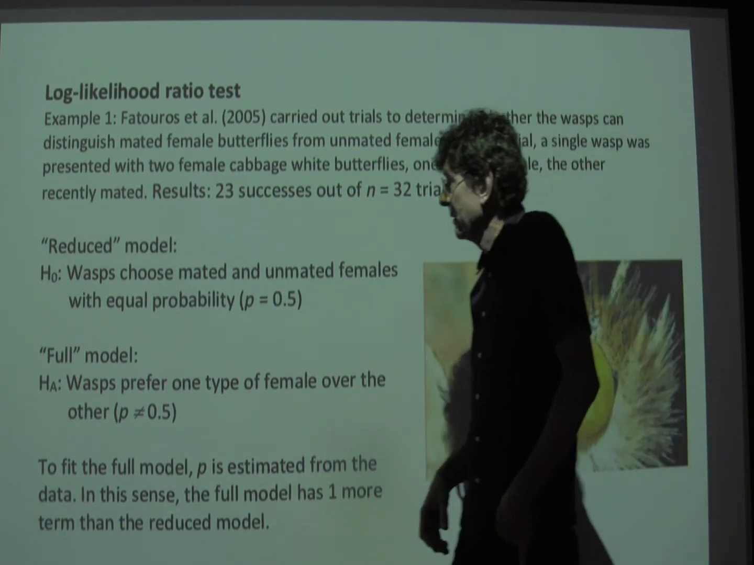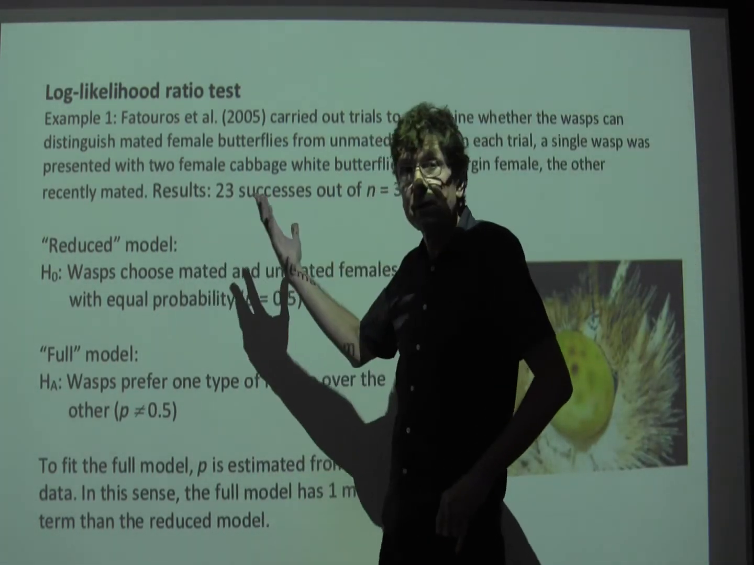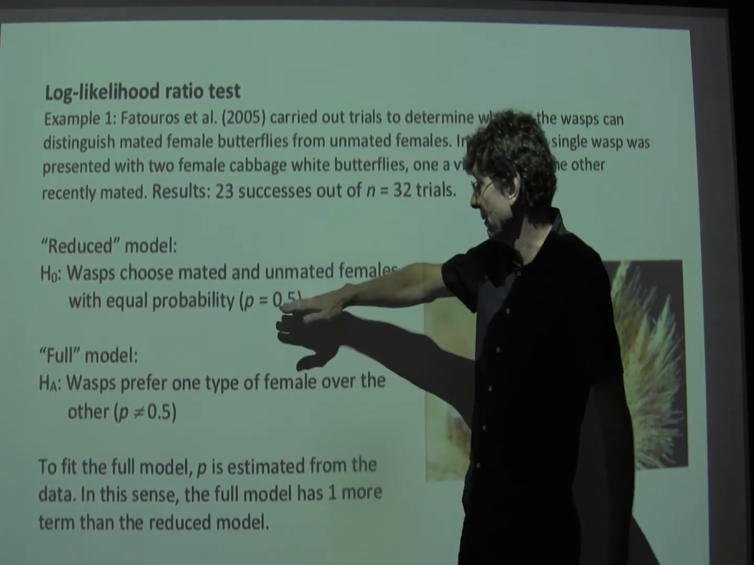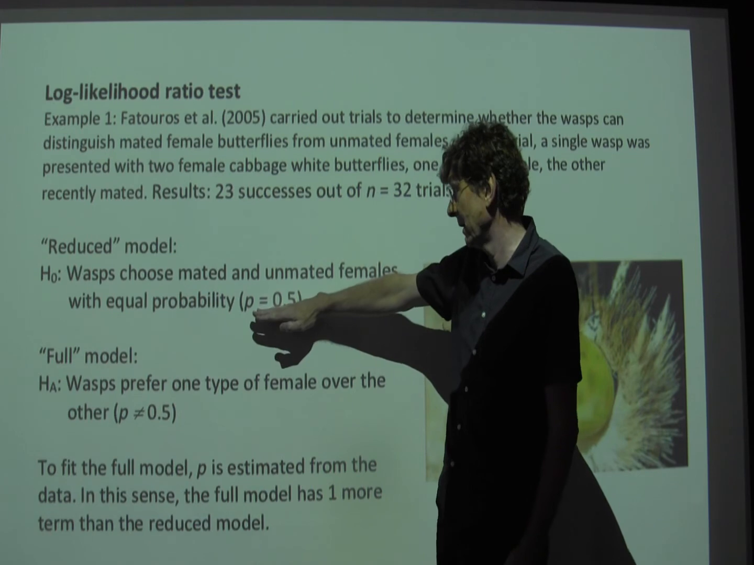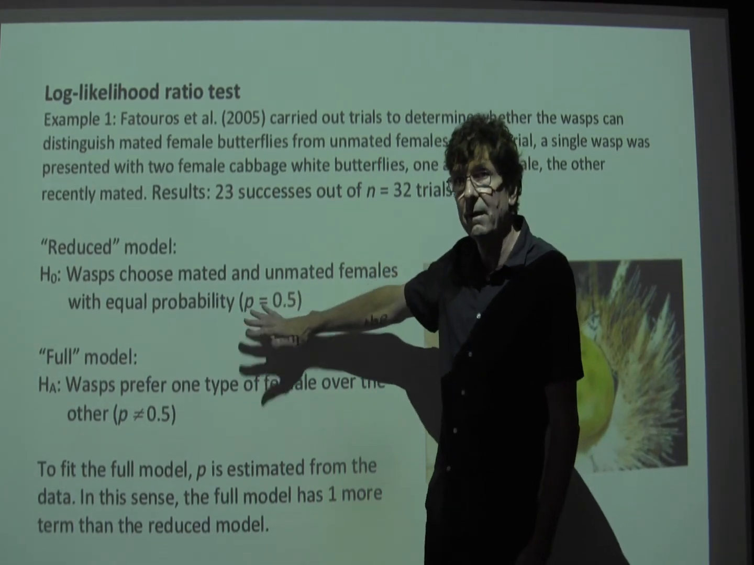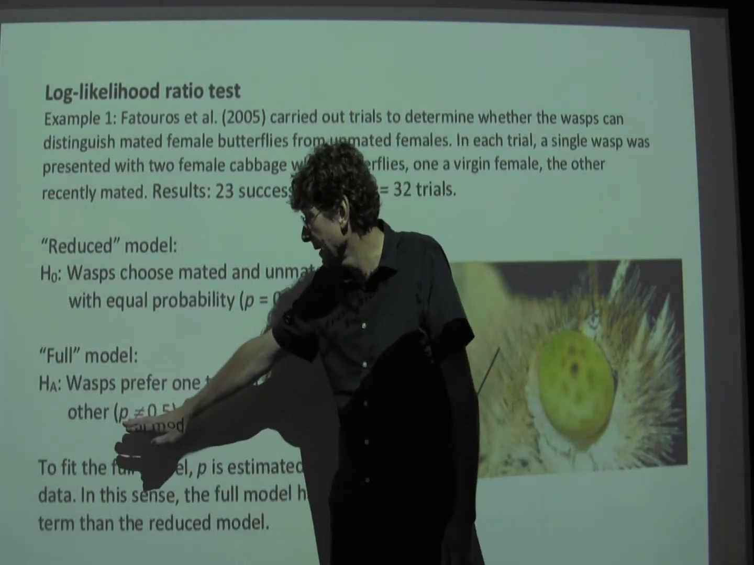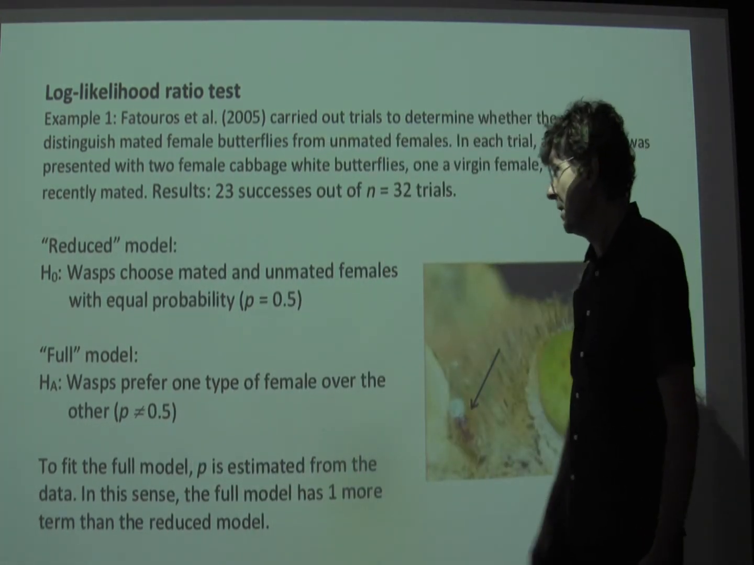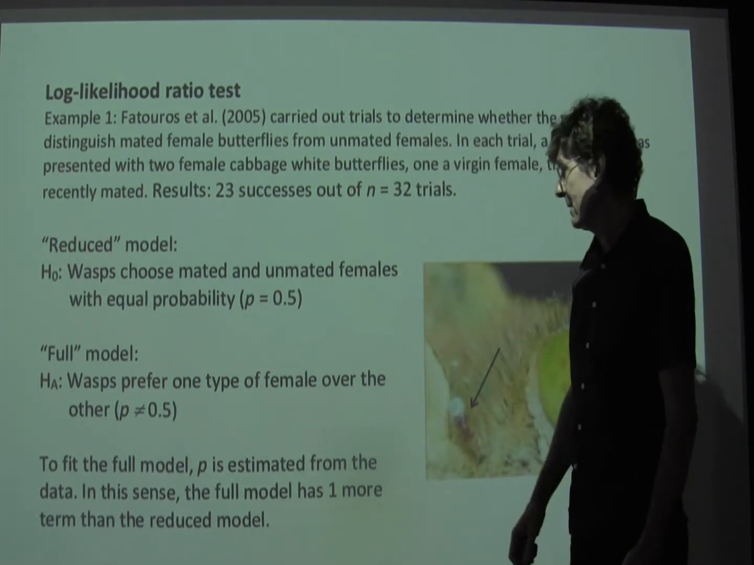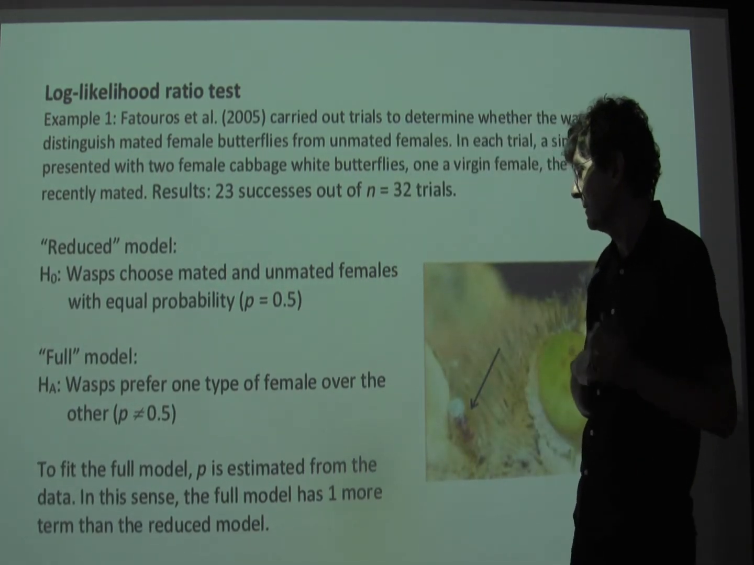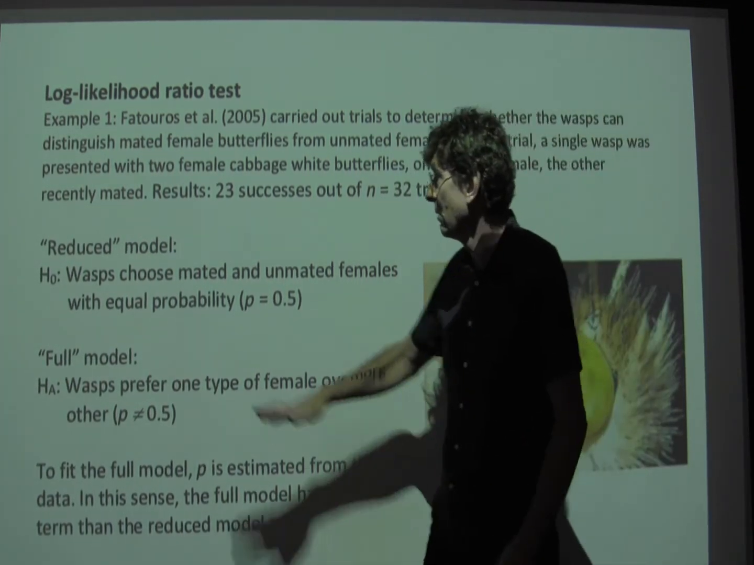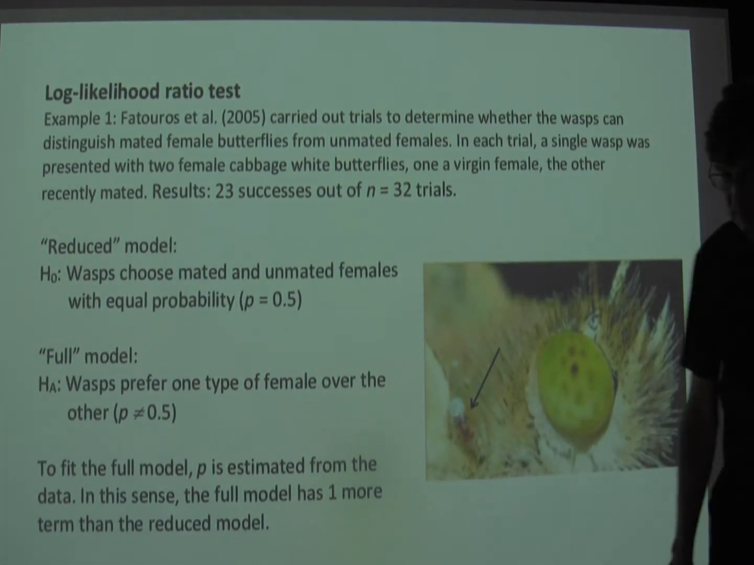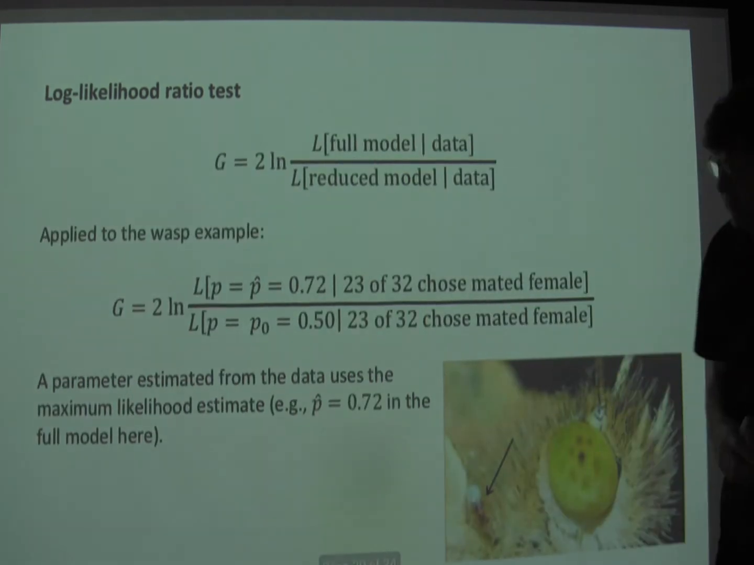So in log likelihood ratio test jargon, both of these are model fits to the data. Here we're fitting a binomial distribution to the data where p is constrained to be 0.5. And here we're fitting a binomial distribution to the data where p is not 0.5, but where p is set to the maximum likelihood estimate. So reduced model, full model. That's what it means in this context. And p is the parameter we're interested in.